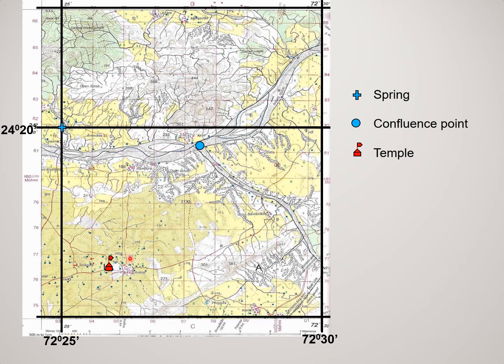But nevertheless, we can directly find out the location of the spring from whatever grids are given on this topo sheet. That is, we can say that this spring is located exactly at 72 degree 25 minute east longitude and 24 degrees 20 minutes north latitude. The same cannot be found out for the temple because there is no latitudinal line and longitudinal line shown on the map that is passing through this particular point. Similar thing goes with the location of the confluence point. So we directly cannot find out the location of these points. So what do we do in such cases?